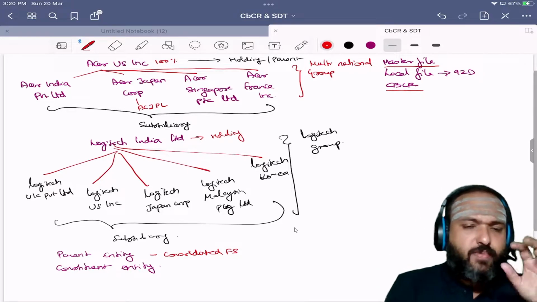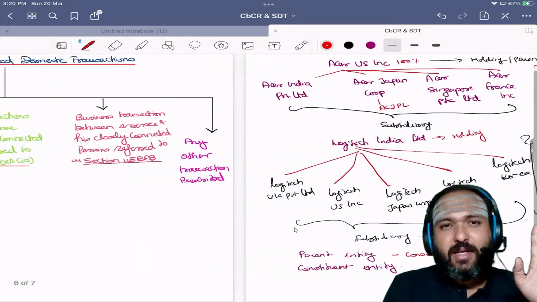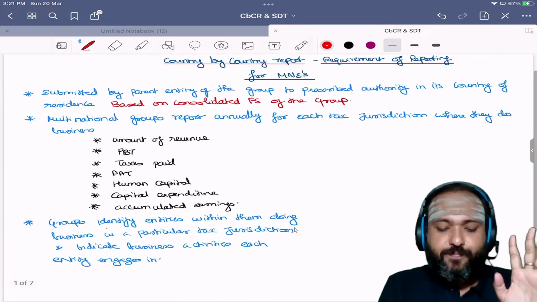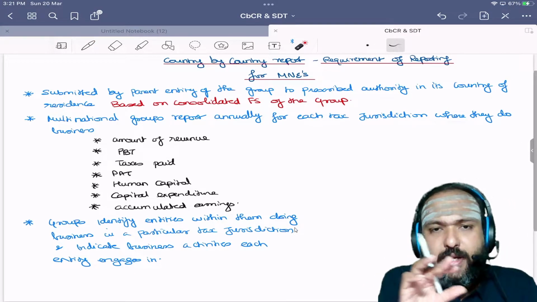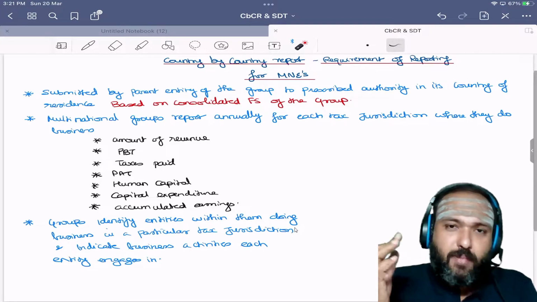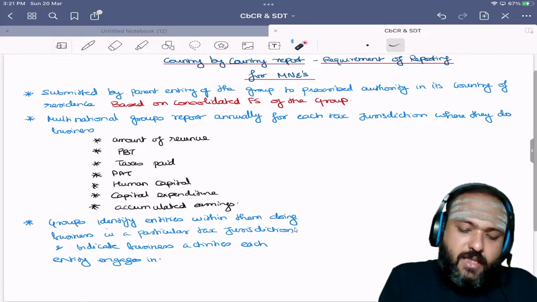Now, with this basic knowledge, let us jump on to see what is there in this particular concept of CBCR. Just follow me as I keep reading through the provision. I will explain so that you will be able to follow and not blindly look into the white screen while I talk. Now, what is CBCR?